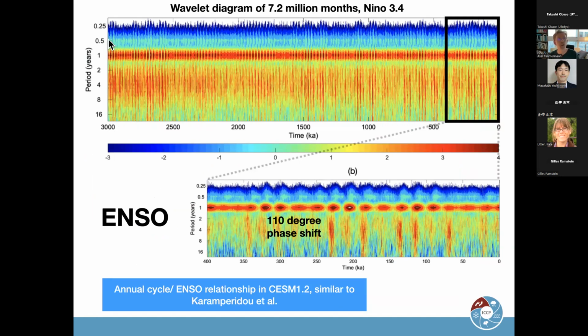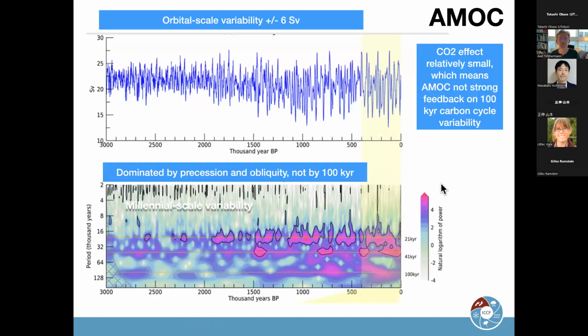And what you can see is, well, there is a semi-annual cycle, there is an annual cycle, which itself is amplitude modulated again by the precessional cycle. And here's the ENSO variability changing. And if we zoom in a little bit more, we can see there is a peculiar 90 or 110 degree phase relationship between the precessional cycle in ENSO and in the annual cycle. And that is very similar actually to the paper by Christina Karamperidou, who only looked at the Holocene, but the model is actually very similar, albeit a different resolution.